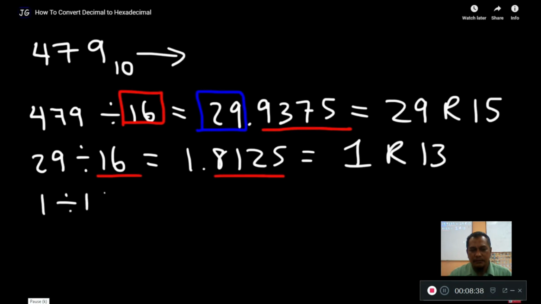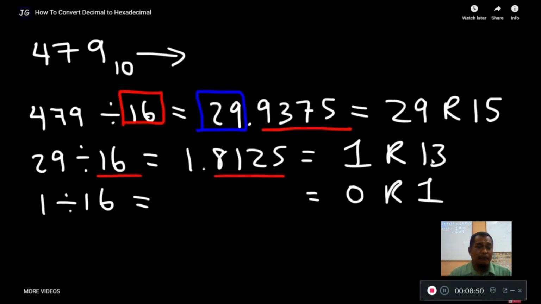Divide that by 16. Now we really don't need to do the division here because 16 doesn't go into 1. So we could say it's 0, remainder 1. Kalau kurang daripada 16, 1 kan kita bawa turun. Tak boleh kira sebenarnya, kita ambil je. Jadi berapa jawapan dia?